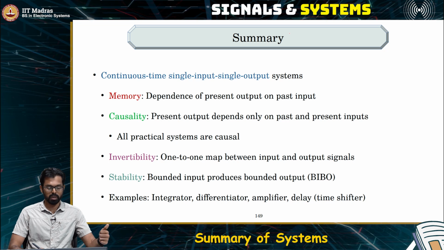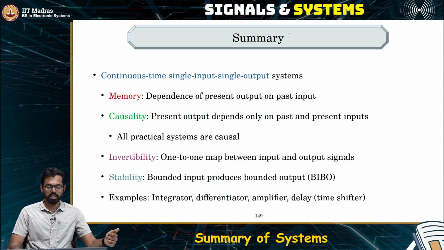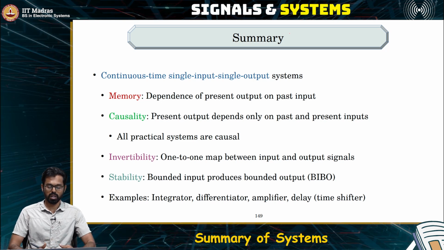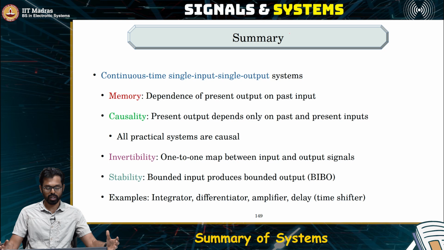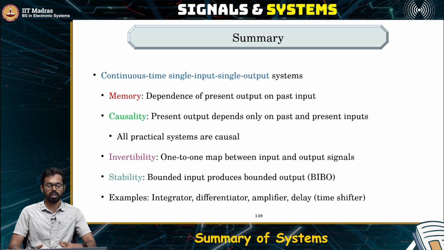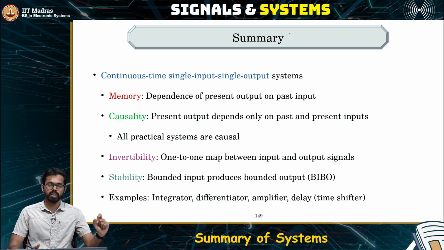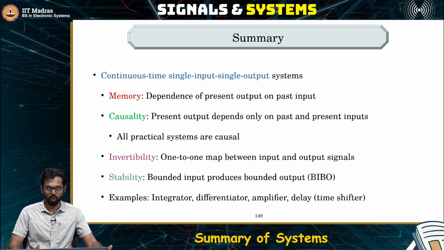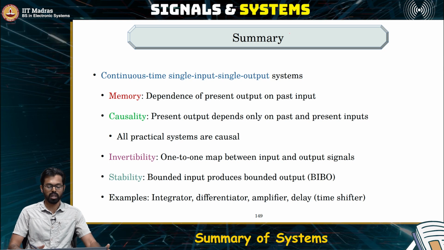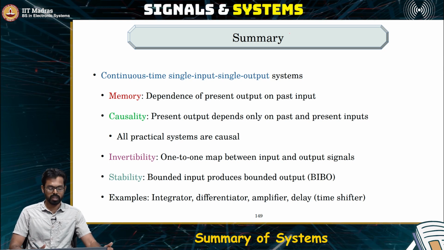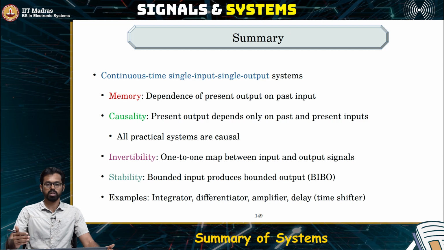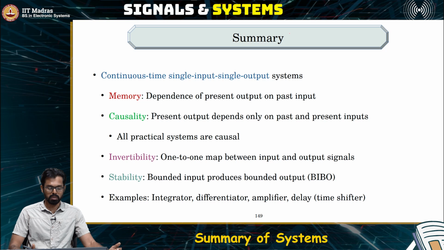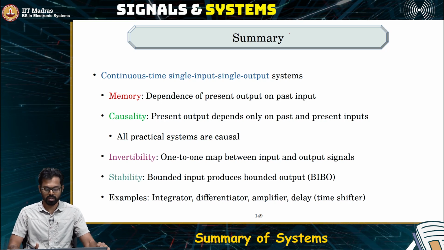Okay, the next property is stability. Stability simply means that when you give a bounded input, that is, the input magnitude or amplitude does not grow unbounded to infinity, so it is always within a finite limit, the system should also be able to produce a bounded output. This is what we call BIBO stability. In that case, the system is said to be stable. If it produces an unbounded output even for a bounded input, then the system is unstable. So these are the basic fundamental properties of systems.